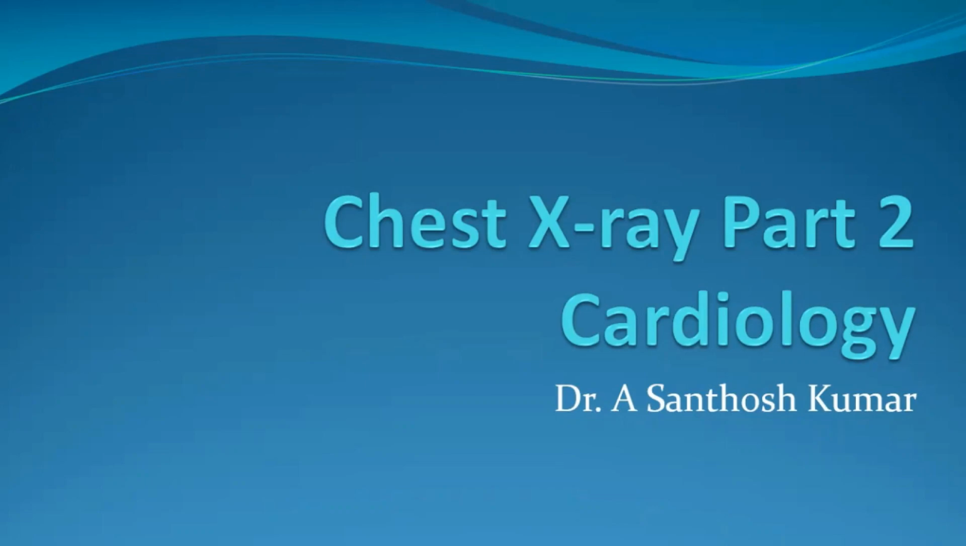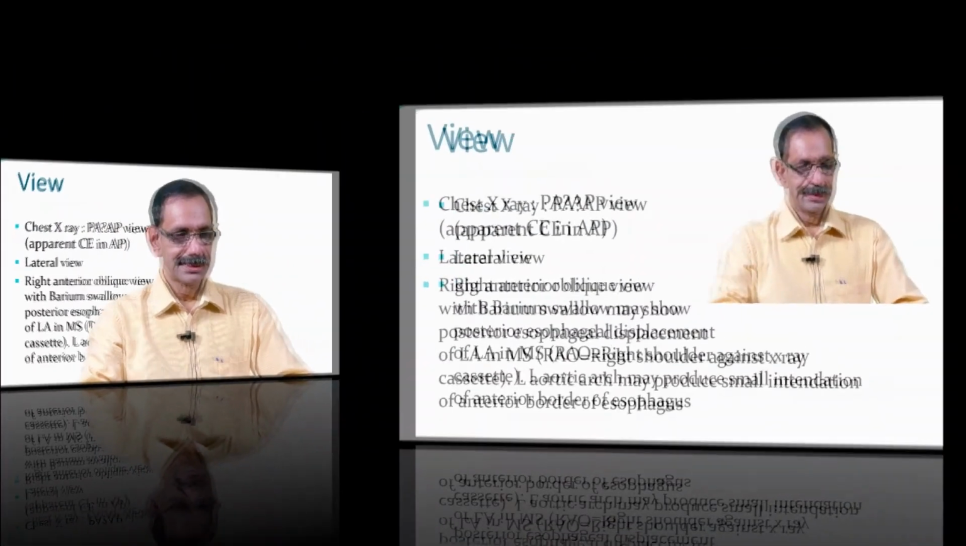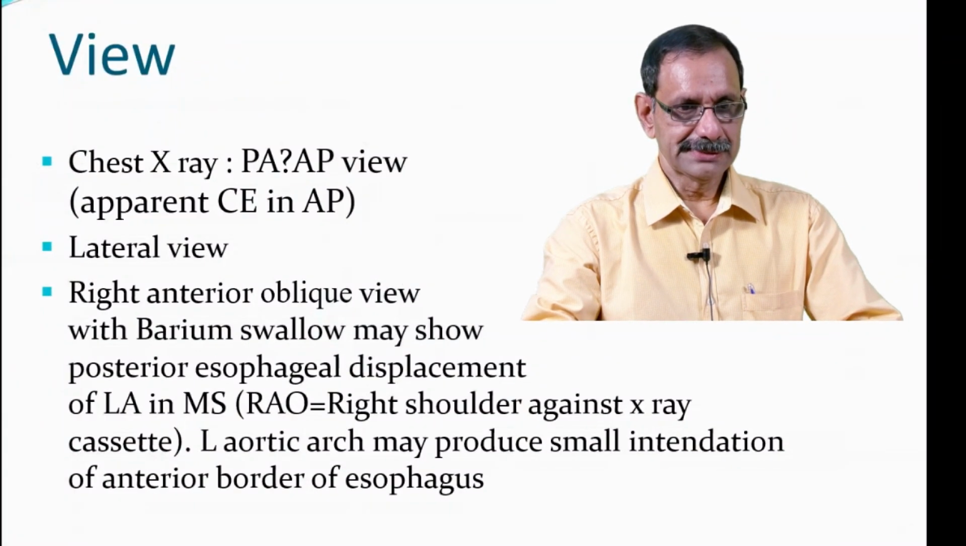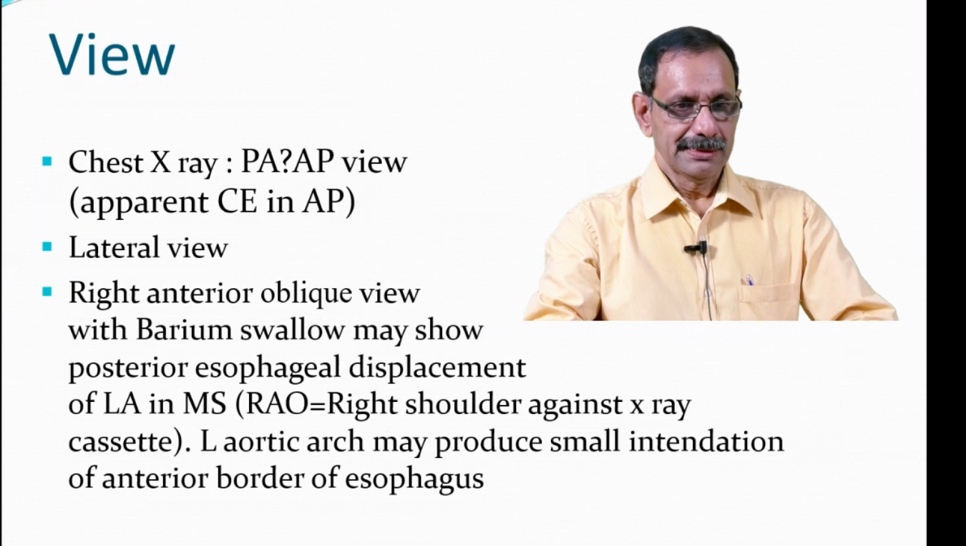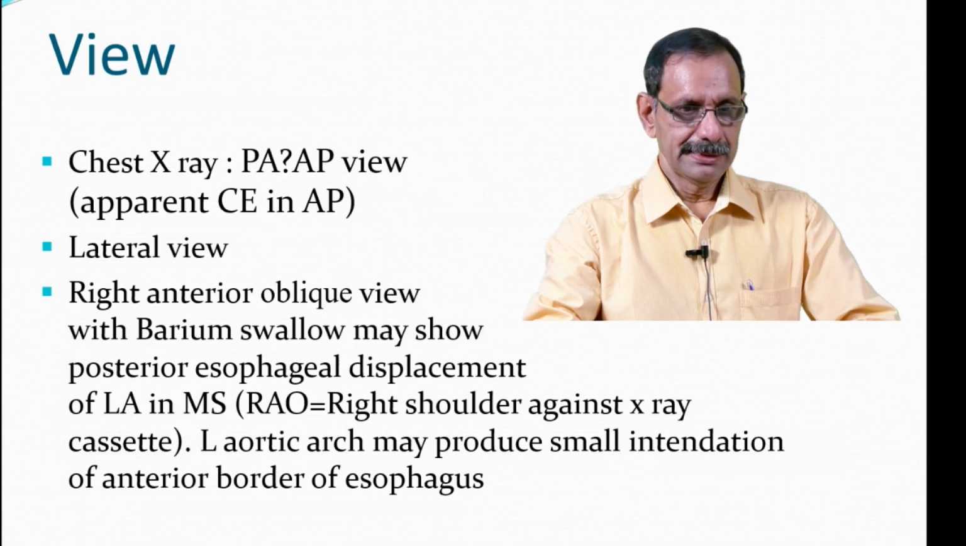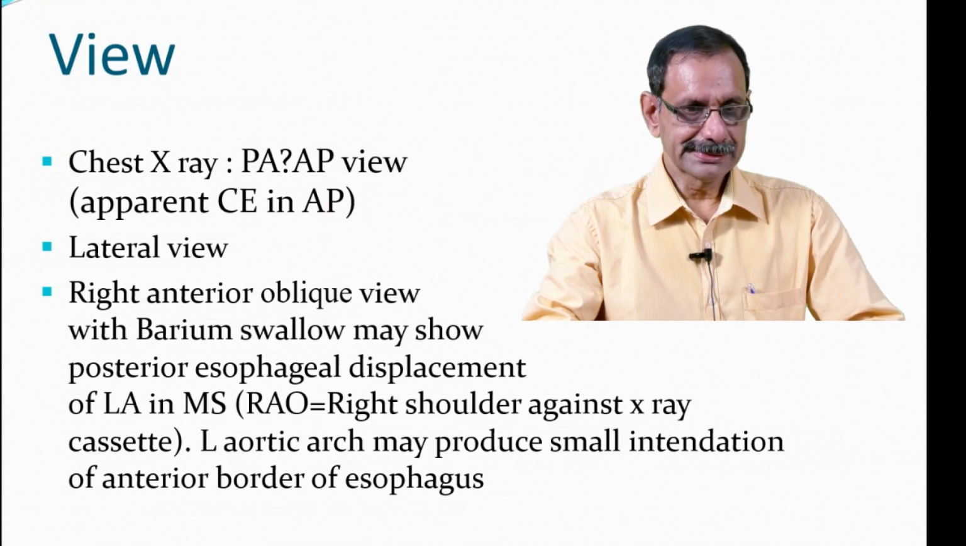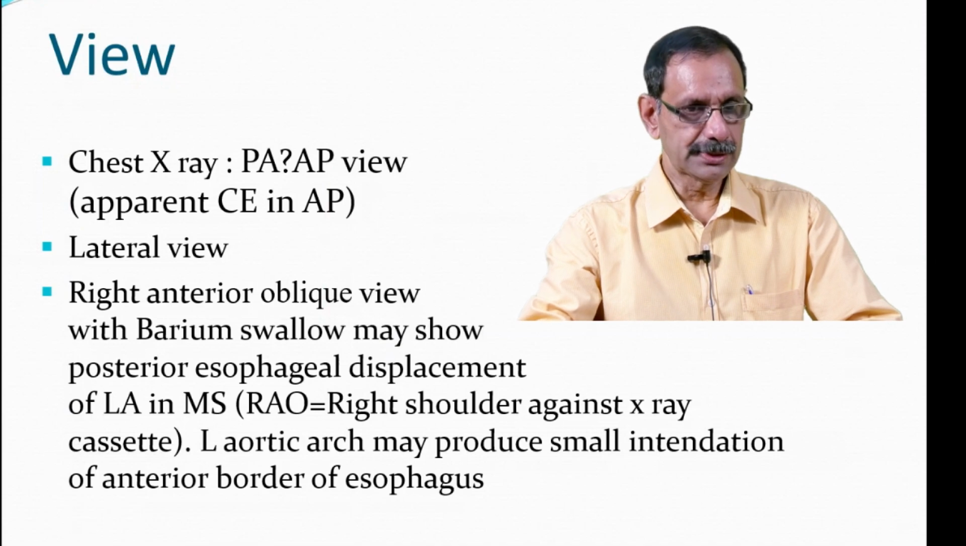Welcome to chest X-ray part 2. This time it is cardiology. So like chest X-ray in the respiratory system that we have discussed before, for the X-ray we must comment whether it is PA or AP. AP means the film is at the back and the X-ray tube is anterior. So the X-ray beam goes anterior to posterior.